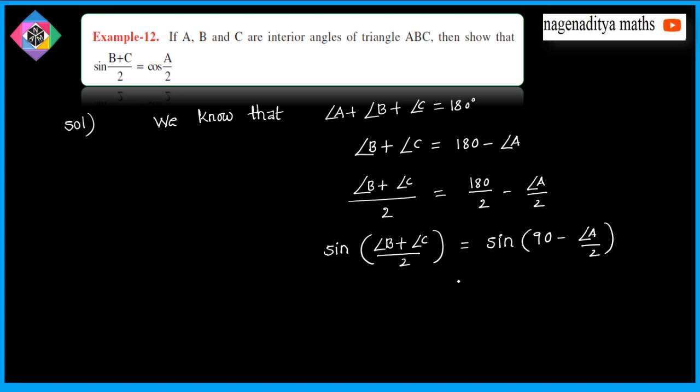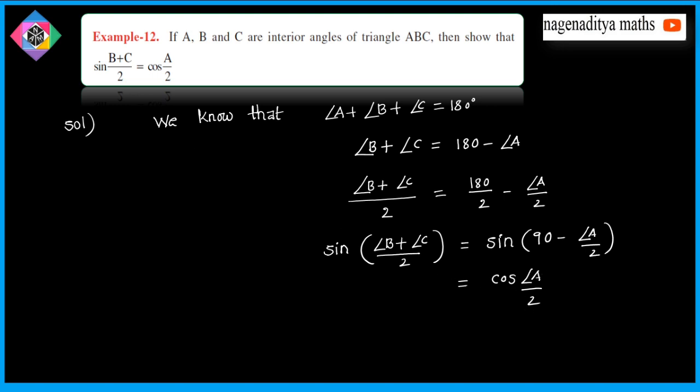Okay. So we learned that sine of 90 minus theta is equal to cos theta. So sine of 90 minus some angle, whatever angle it may be, is equal to cos of that angle. So here, sine of 90 minus angle A by 2 is equal to cos A by 2. Okay, so what we proved here? Sine of angle B plus C by 2 is equal to cos A by 2.